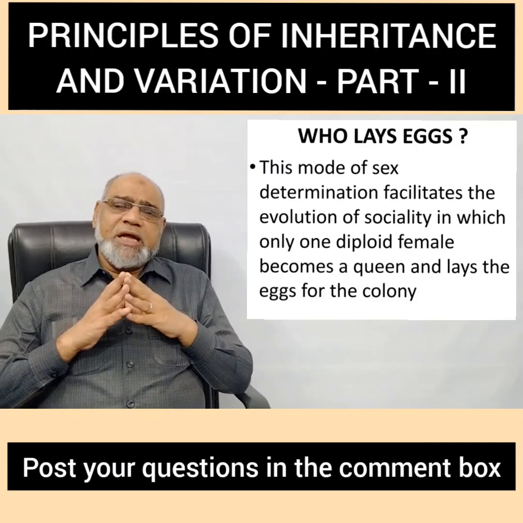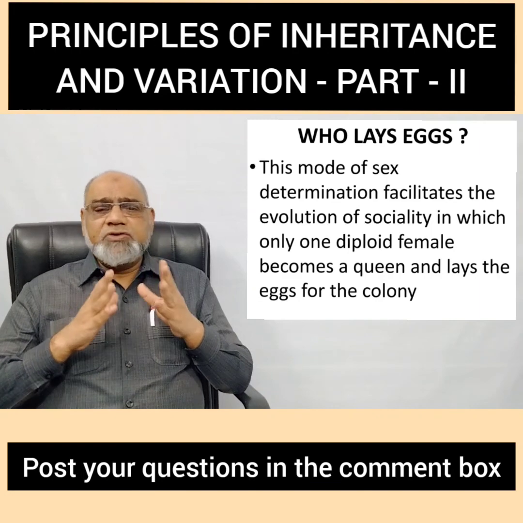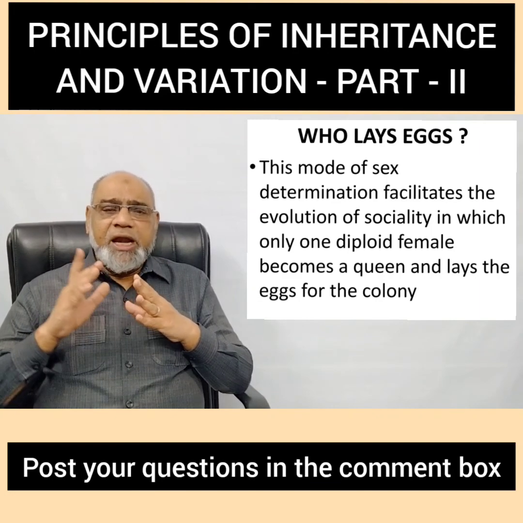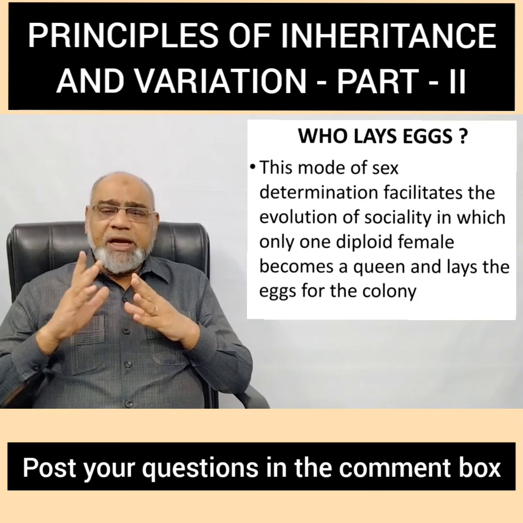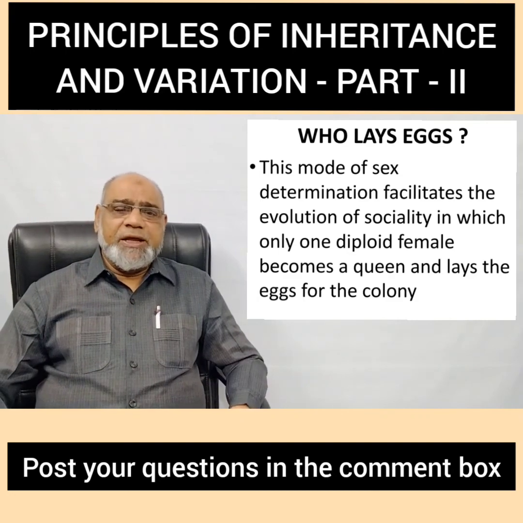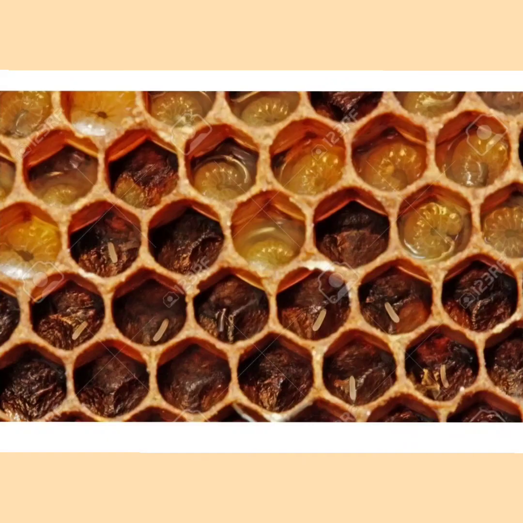Who lays the eggs in honeybees? This mode of sex determination facilitates the evolution of sociality, in which only one diploid female becomes a queen, and only the queen lays the eggs for the colony. Here you can see the drone, which is the male, the queen in the center, which is the female and only lays the eggs, and the workers, which do not lay eggs but are females. Here you can see the honeycomb with the eggs.